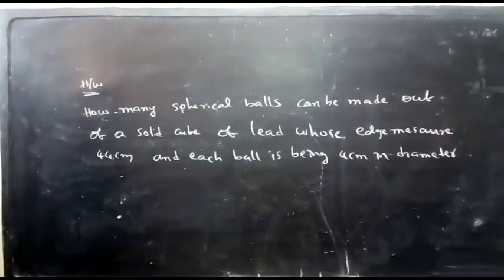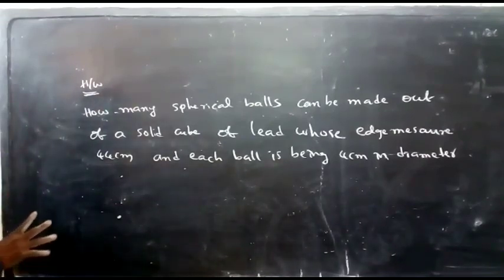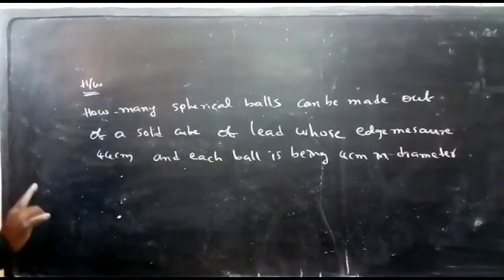How many spherical balls can be made out of a solid cube of lead whose edge measures 44 centimeters, and each ball is 4 centimeters in diameter?